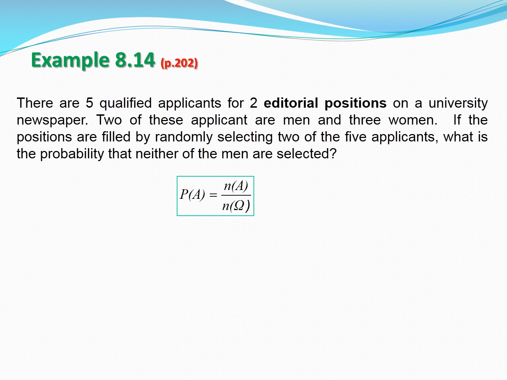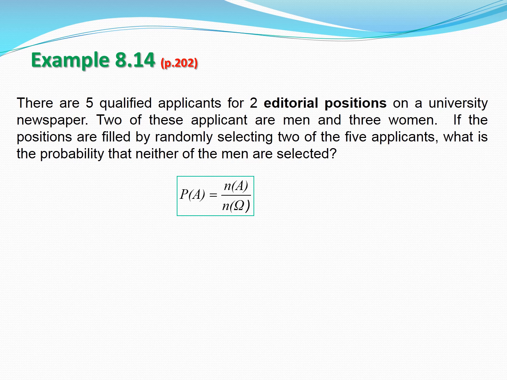Let's look at a couple of examples. On example 8.14, I tell you, there are 5 qualified applicants for 2 editorial positions at a university newspaper. 2 of these applicants are men and 3 women. If the positions are filled by randomly selecting 2 of the 5 applicants, what is the probability that neither of the men are selected? Okay, this is going to be a combination first of all, because there's 2 editorial positions. So it's the same position, so the rank or order in which the applicants are chosen is not important.